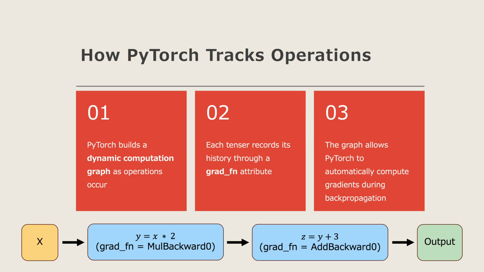In summary, Autograd is like a built-in notebook that remembers every computation. It builds a dynamic graph as you work, records the function that produced each tensor, and uses that history to automatically compute gradients, saving you from doing the calculus by hand.